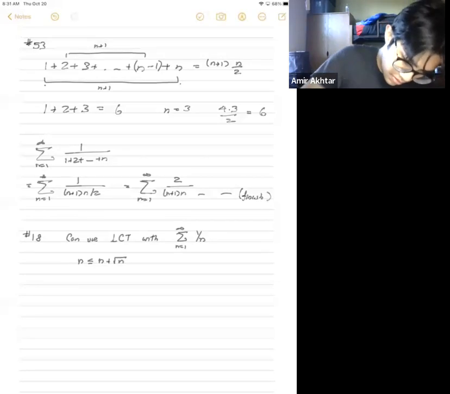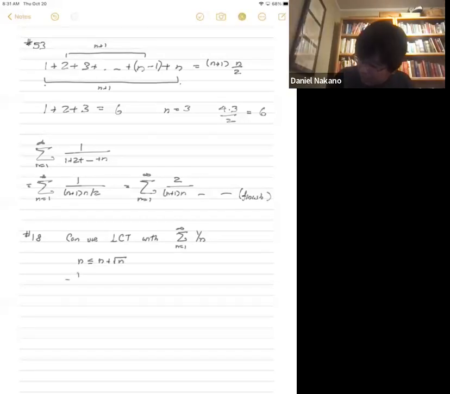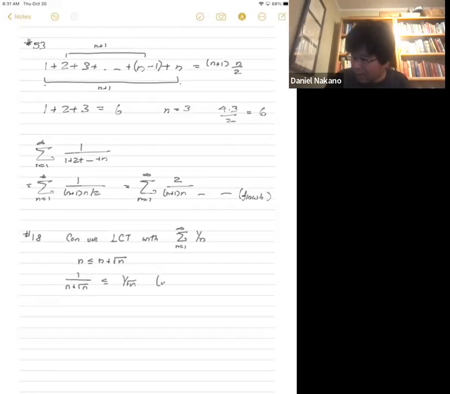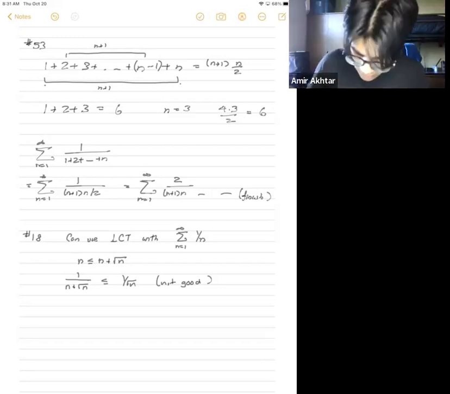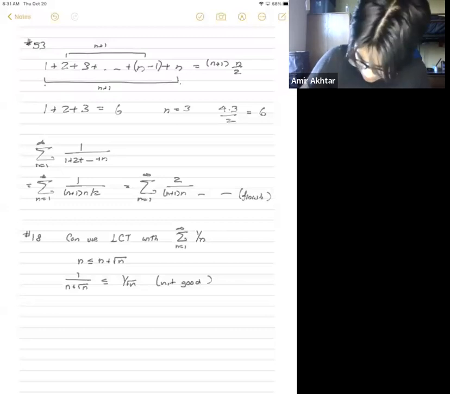In other words, 1 over n plus the square root of n is less than or equal to 1 over square root of n. So this is not good. Let me just write it out. The direct comparison is not so great to use here.